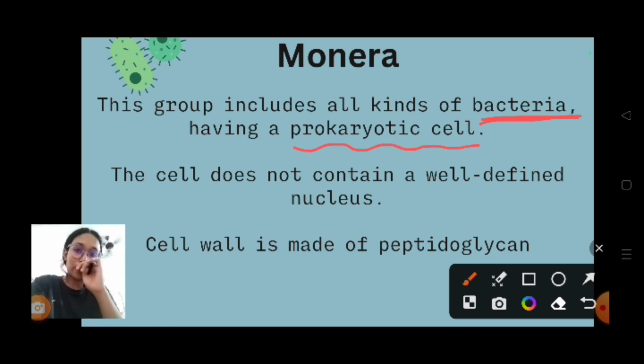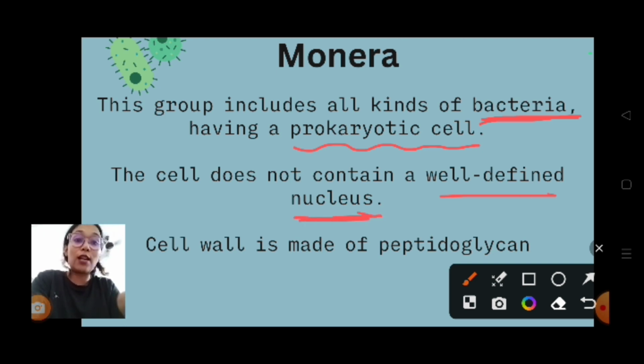Do you know what is prokaryotic and what is eukaryotic? In class 9 you have studied it, I guess. In prokaryotic cells, they do not have a well-defined nucleus. What they have are nucleoids, freely floating genetic material. They do not have a proper nucleus, and they do not have cell organelles.